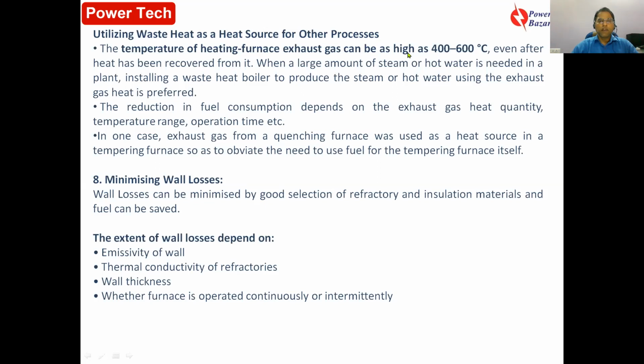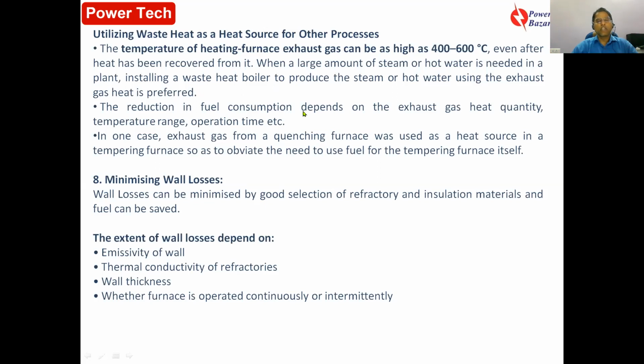That means if the temperature of the heating furnace is in the range of 400 to 600 degrees Celsius, by taking the heat through air preheating or combustion charge preheating, even after that the temperature of the exhaust flue gas has come down from 1000 degrees Celsius to, let us say, 400 to 600 degrees Celsius. Now this is also a good temperature at which it can be utilized to heat the steam or hot water so that it can be utilized in the process requirement.